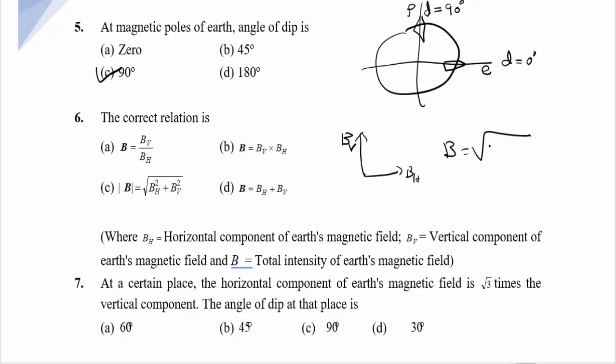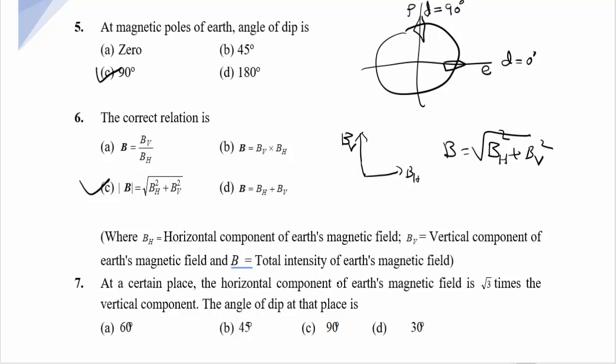Square root of BH square plus BV square. So option is C. The relation between BH and BV. What is B? B is the total Earth's magnetic field. BH is horizontal component of Earth's magnetic field. BV is vertical component of Earth's magnetic field. It is all given here.